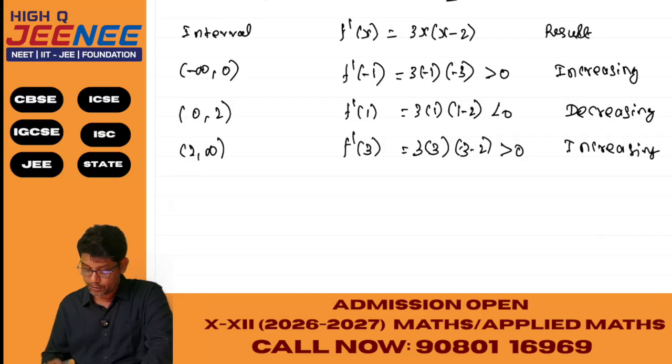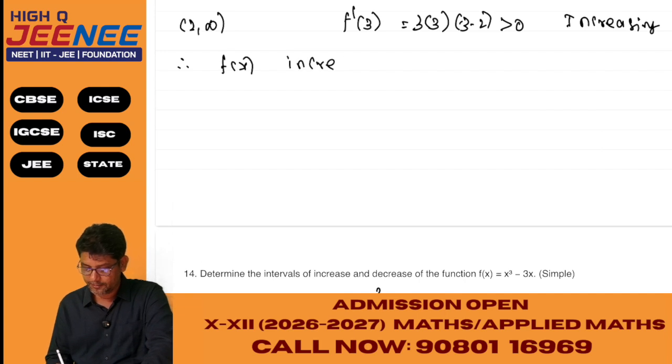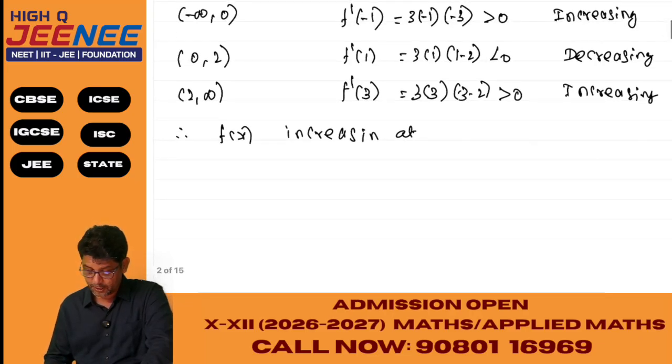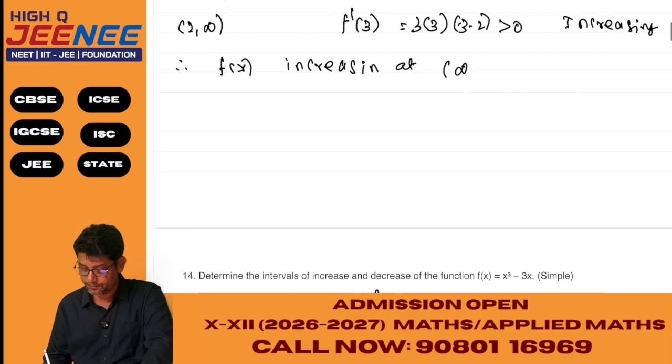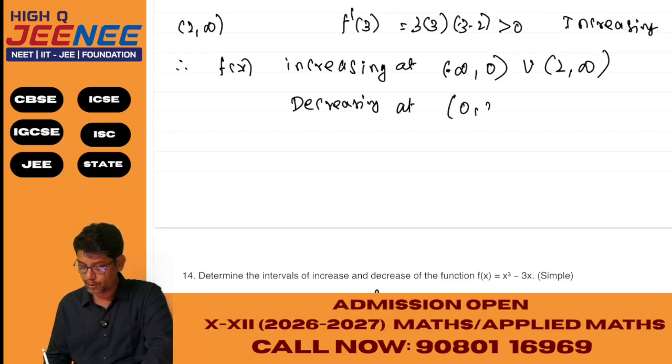So final result: therefore, f of x is increasing at minus infinity to 0 union 2 comma infinity, decreasing at 0 comma 2. Is that right?